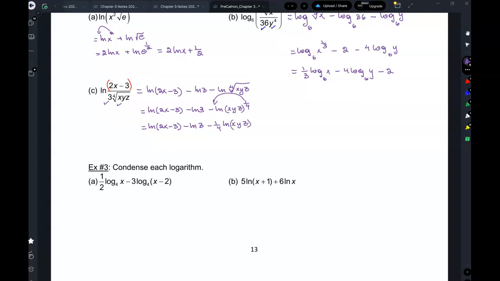Okay? So now, am I done? No, I still have to separate the ln of x, the ln of y, and the ln of z. So this will be ln of 2x minus 3 minus ln of 3 minus 1/4 times the quantity ln of x plus ln of y plus ln of z. And I'm fine if you leave it that way. Okay?